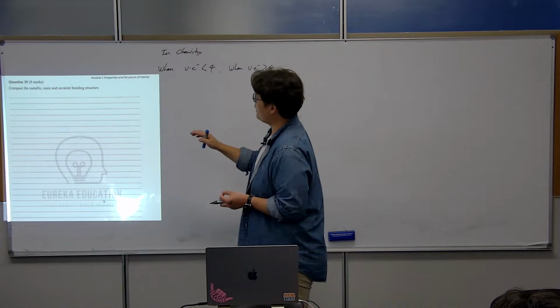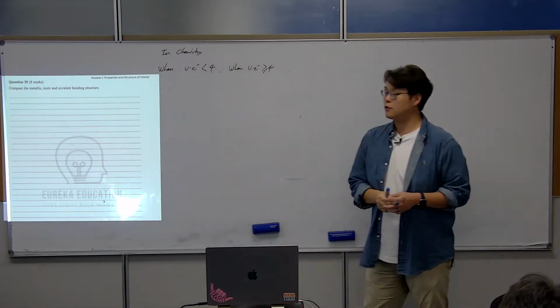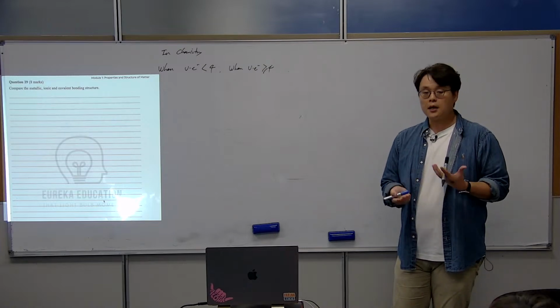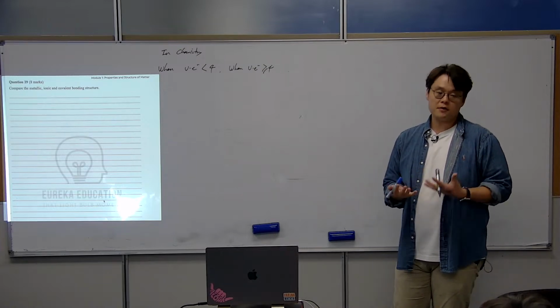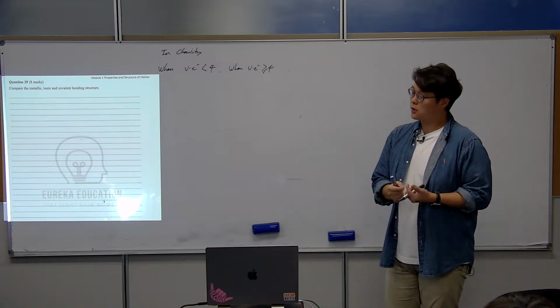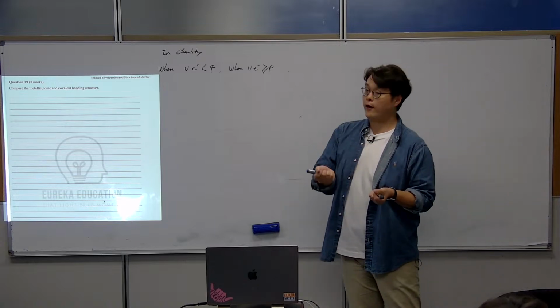Okay, let's start with question 29. This is a marker question in a school exam previously. Yes, you start to get some higher marks, like from 5, 6, 7, up to 8. To answer this question, you actually need to know the difference between metallic, ionic, and covalent bonding.